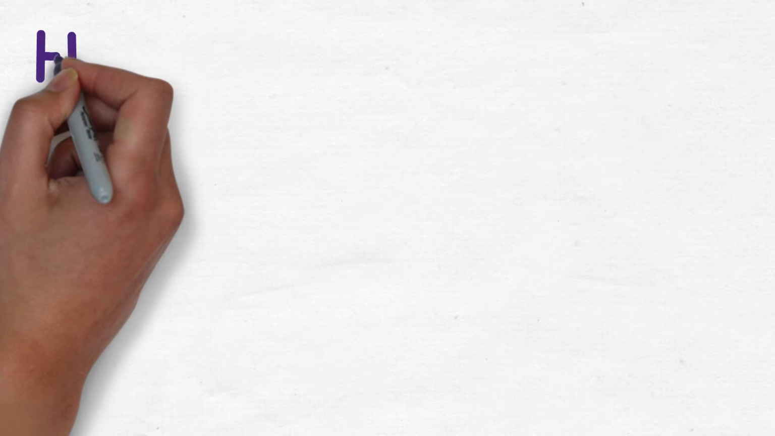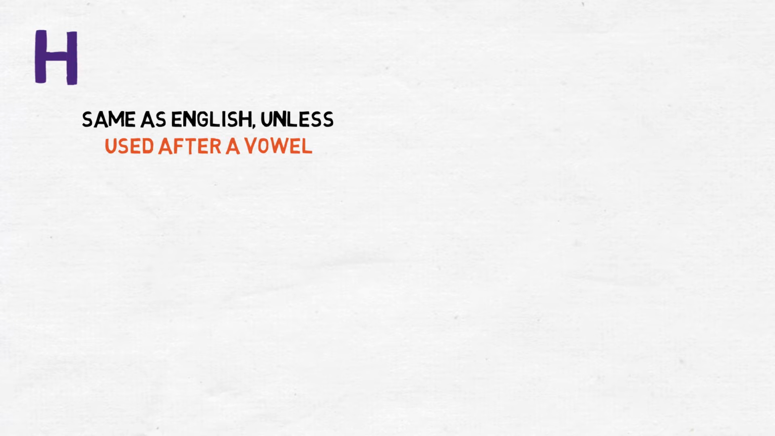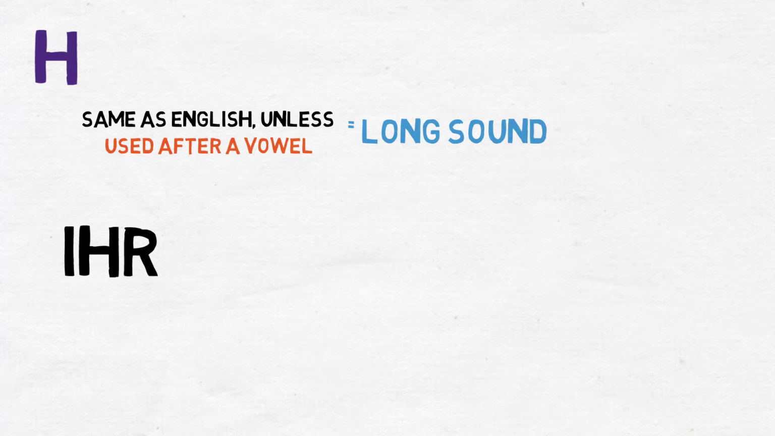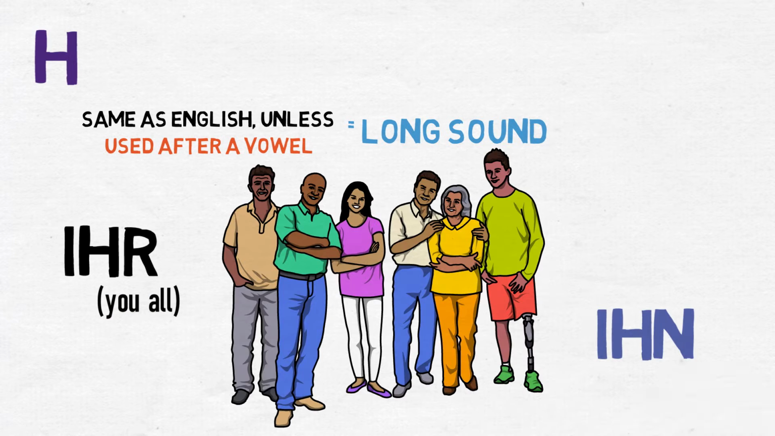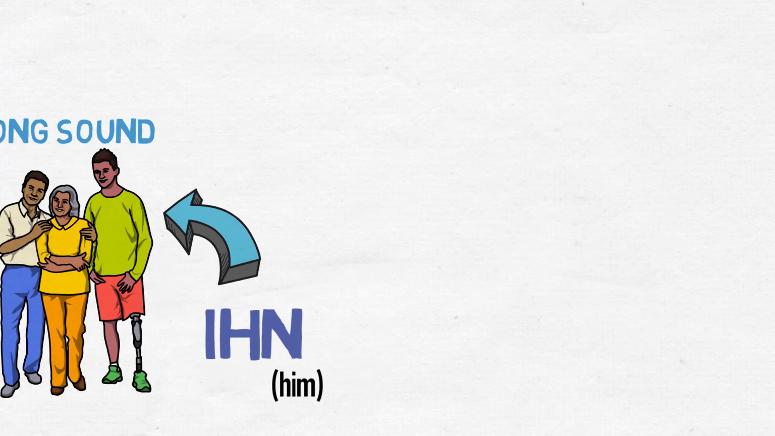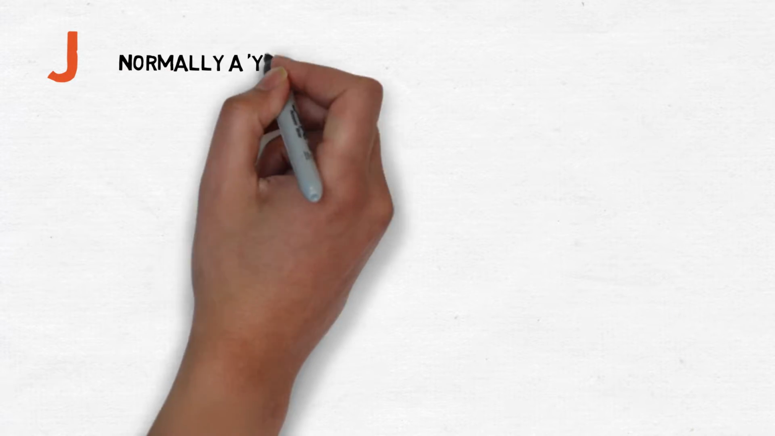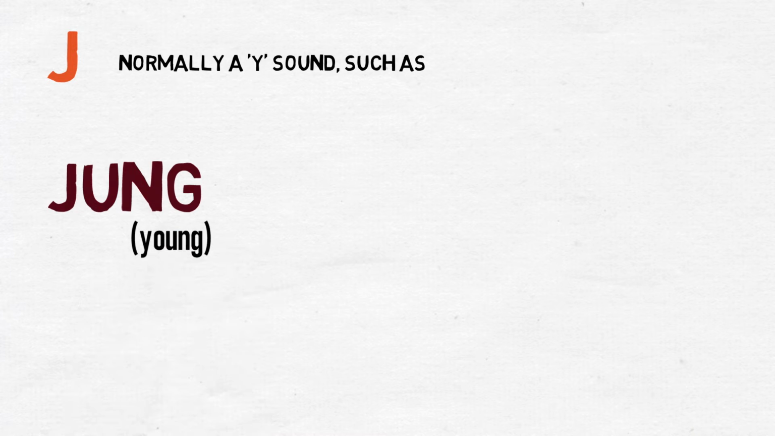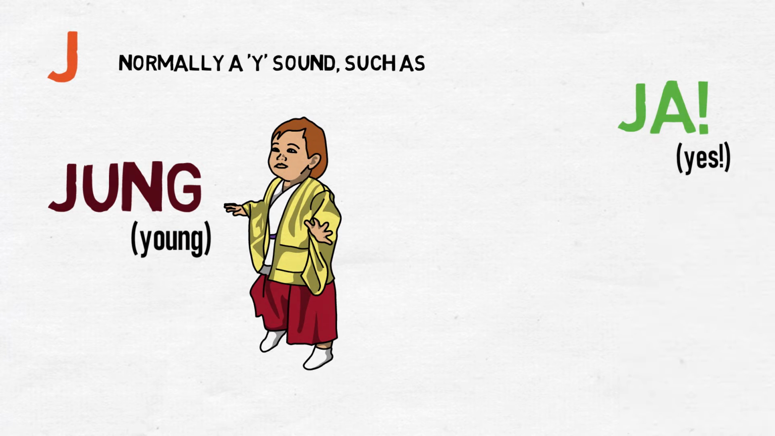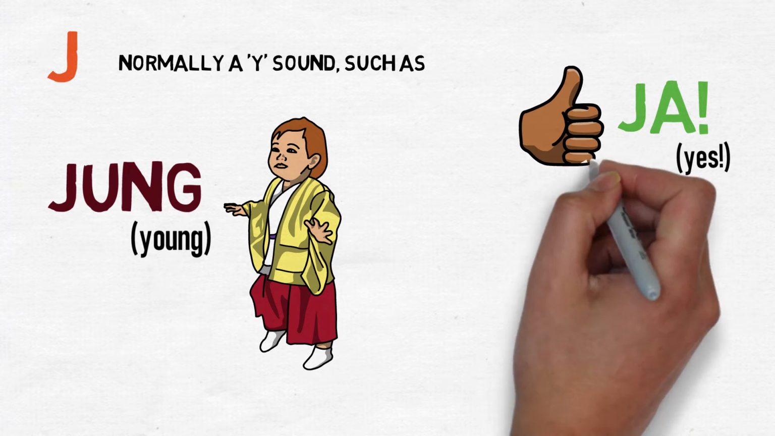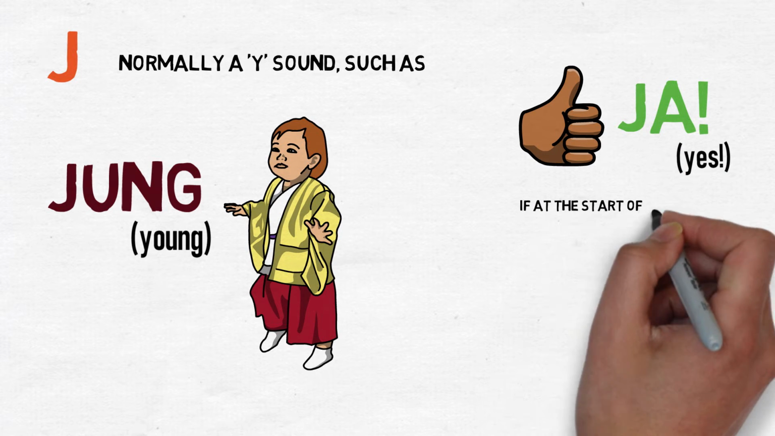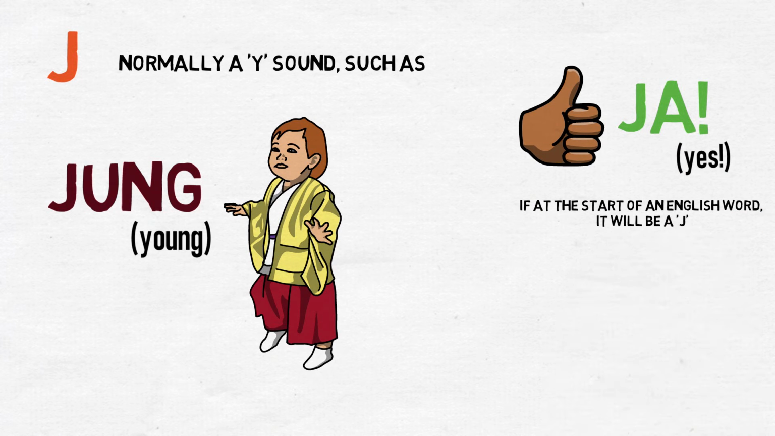H. The German letter H. This is the same as English, apart from when it's used after a vowel. If you see a H after a vowel, the sound is long. For example, ihr, meaning you all, or ihn, meaning him. J. This letter is almost always a y sound, like jung, meaning young, and ja, meaning yes. If it's at the start of an English word, it will be a j, like we're used to. For example, jeans.